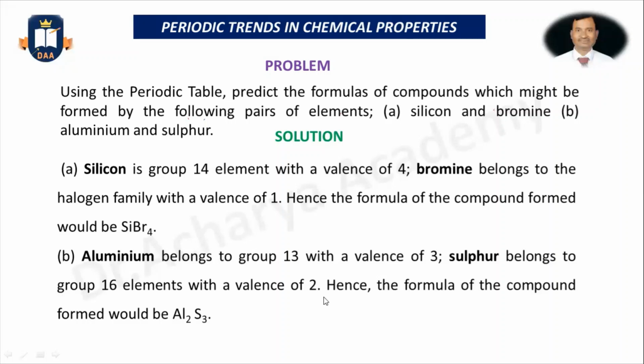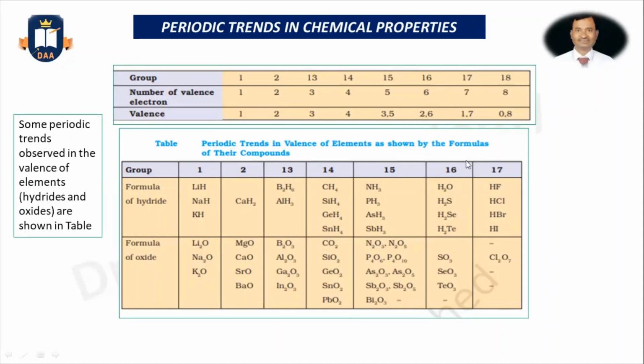So what will be the formula? For aluminium, the valence is 3. In this case, 3 sulfur atoms will attach to the aluminium. And what is the valence of sulfur? Sulfur is 2. That means 2 aluminium atoms will attach to 3 sulfur atoms. So its chemical formula is Al2S3.